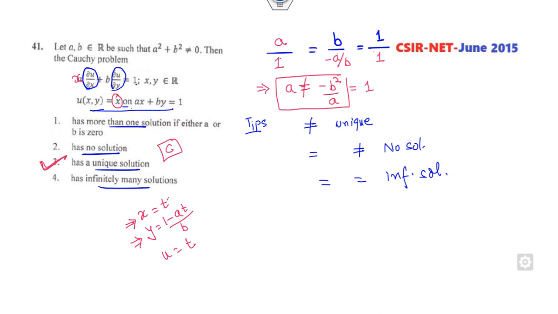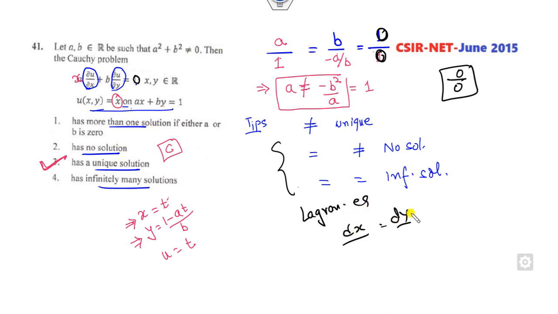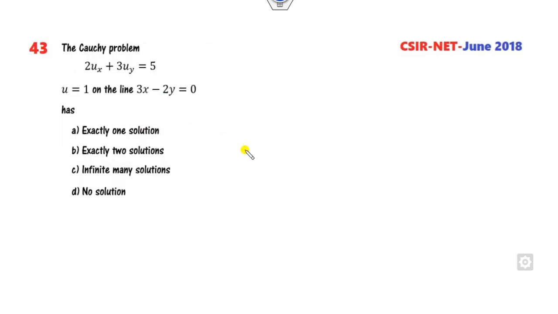Make sure that this method is applicable only when none of them is in 0 by 0 form. If I say this right hand side is 0, and this is also 0, then it is 0 by 0 form, and you are unable to compute the result based on this method. Then you have to solve the problem by using the Lagrange equation, dx over this, dy over this. The same kind of example we will cover in a couple of examples.